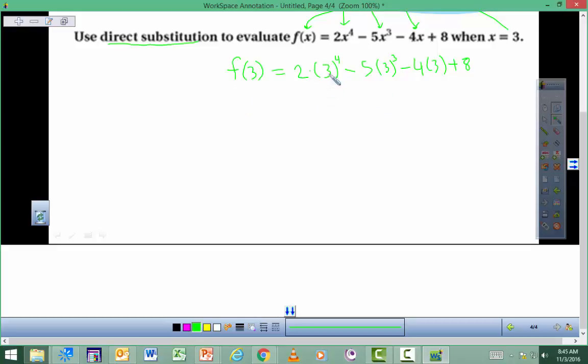Well, 3 times 3 is 9, and times 3 again is 27, times 3 one more time is 81. So this is 2 times 81, minus 5 times 3 cubed here, which is 27. And then this part I could calculate, that's 12, and then plus 8. Well, so now I'm just going to go maybe one more step here, and I'm going to use my calculator now to help me out.